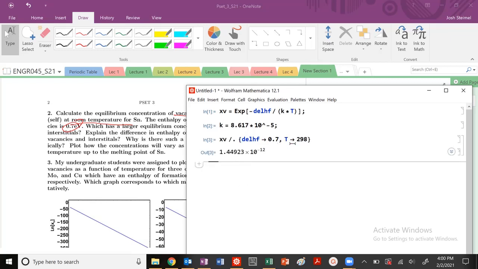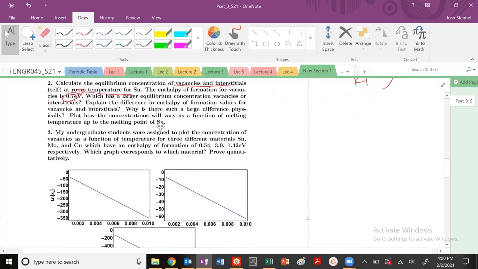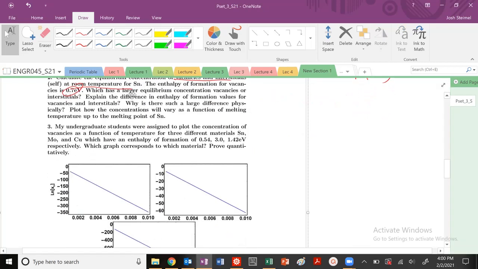And that's a pretty small number, but we'd expect that for vacancies. If we go up to 1,000, then it's quite a bit more. But at 298, that is our answer there. Which will have a larger concentration, vacancies or interstitials? Even though we're not given the enthalpy of formation for interstitials, we know that it is going to be larger than that for vacancies because it's harder to force an atom in here than to simply leave one missing. It introduces local strain fields as well. That's the idea behind it.